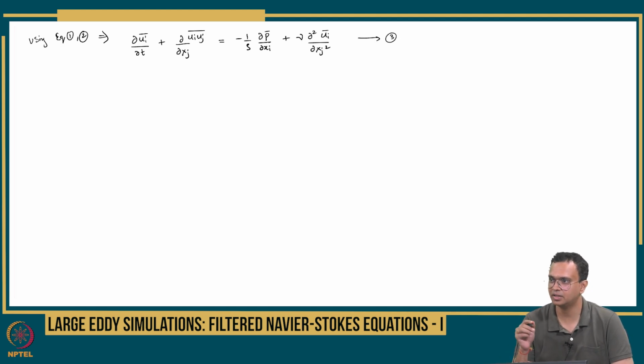There is a filtering, it's a single term. There is a filtering of the velocity products. There is no convective term here. It is not ui bar, uj bar, right? I cannot use the product rule here to bring out the convective term.